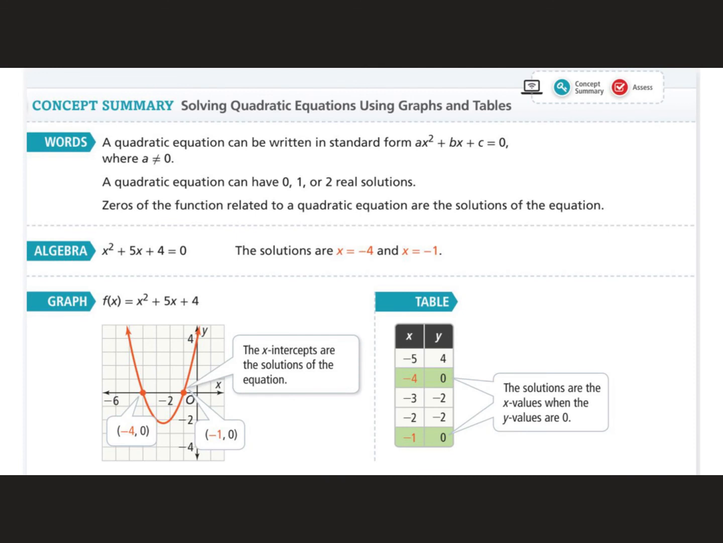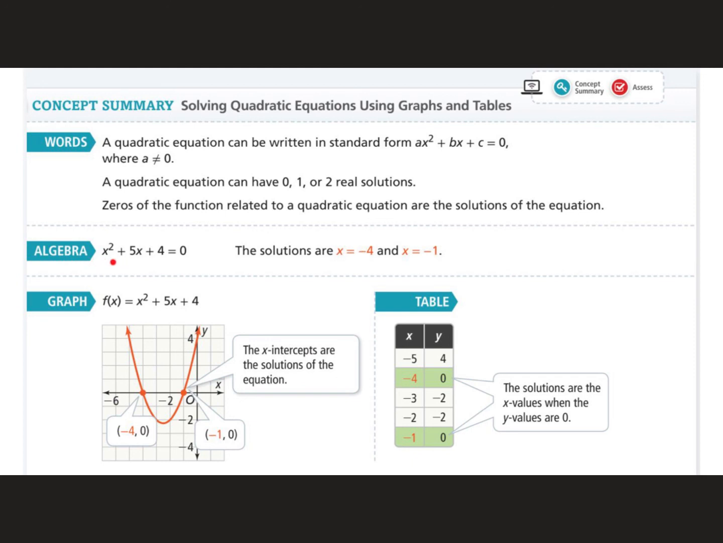So just a quick review of what we have learned today. A quadratic equation can be written in standard form, which is ax squared plus bx plus c equals 0, where a, the coefficient of our x squared, is not 0. We've talked about this. A quadratic equation can have 0, 1, or 2 real solutions. Zeros of the functions related to the quadratic equation are the solutions to the equation. So when we're looking for the zeros, we set y equal to 0. Those zeros of the graph are our solutions.